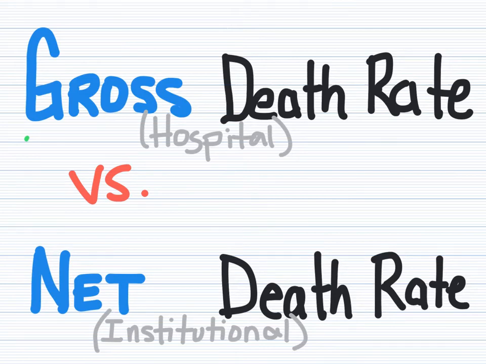Hello everyone. Today for Chapter 6, I wanted to give you a brief overview of calculating the gross death rate versus the net death rate. The gross death rate is often called the hospital death rate, and the net death rate is usually called the institutional death rate.